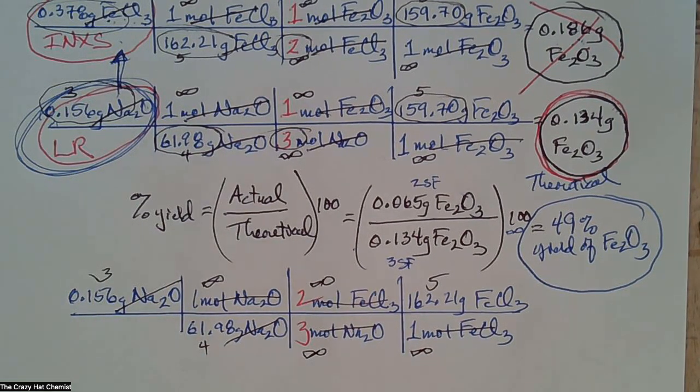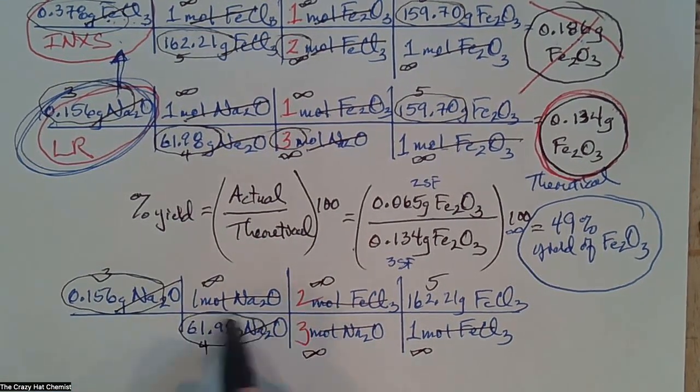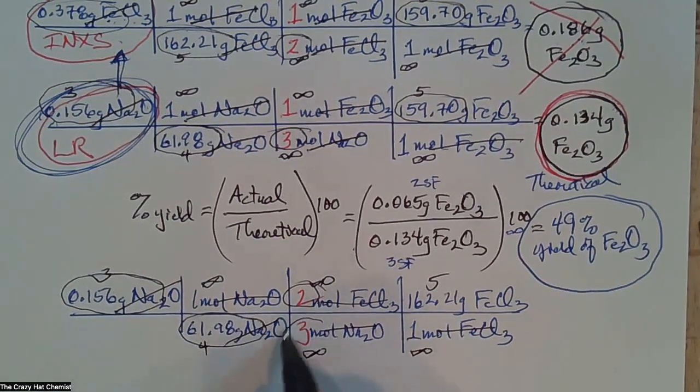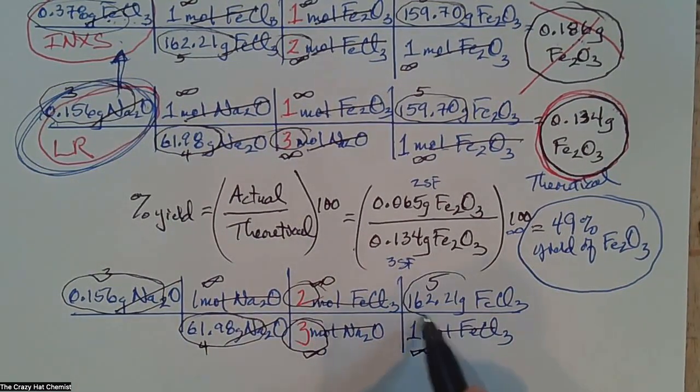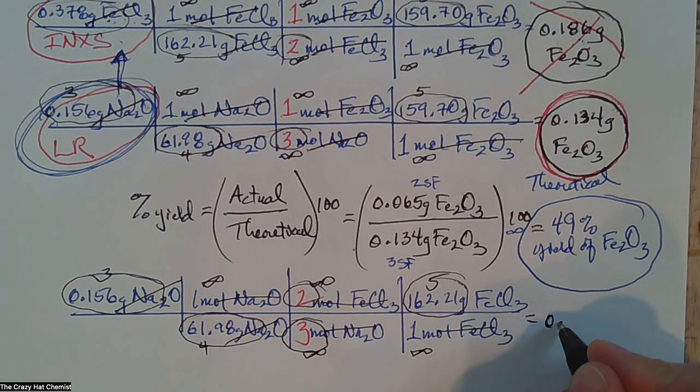So I'm going to plug the following numbers in the following way into my calculator. 0.156 divided by 61.98 times 2 divided by 3 times 162.21. That will equal 0.272 grams of FeCl3.